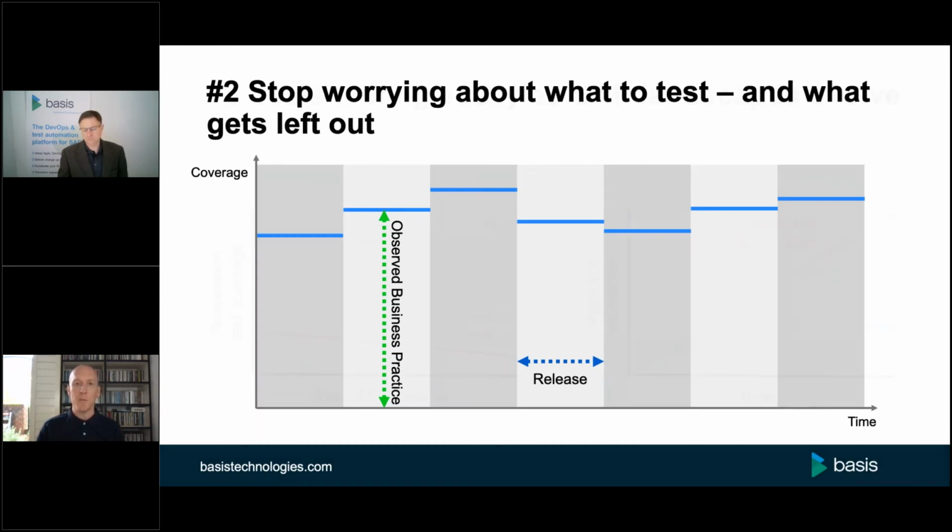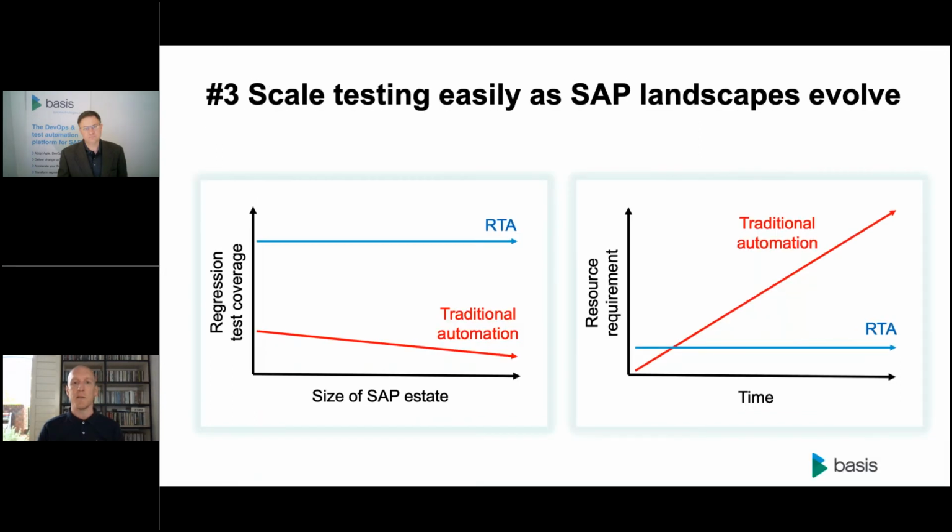Point 3 I want to move on to here is about scale. Despite what I've said about frequency of change, SAP landscapes very much don't stand still like a lot of other enterprise systems. And that could be because of business change as much as software change. And it could mean scaling down as well as scaling up. So, how does robotic test automation help us to scale that regression testing as our SAP landscape evolves?